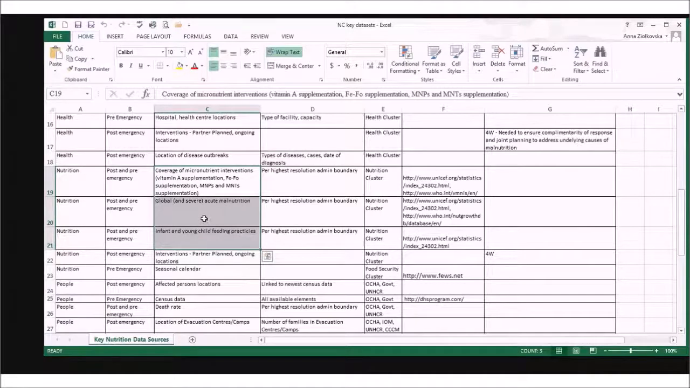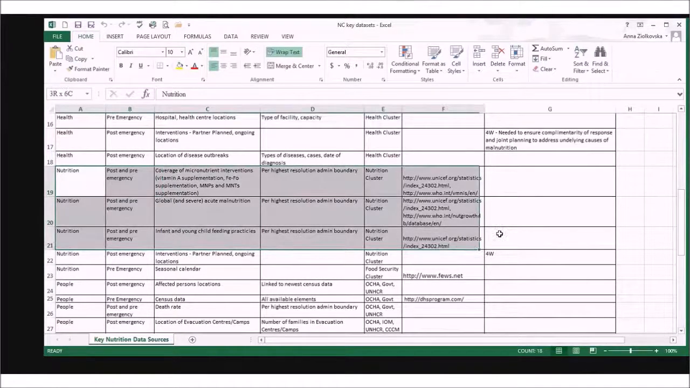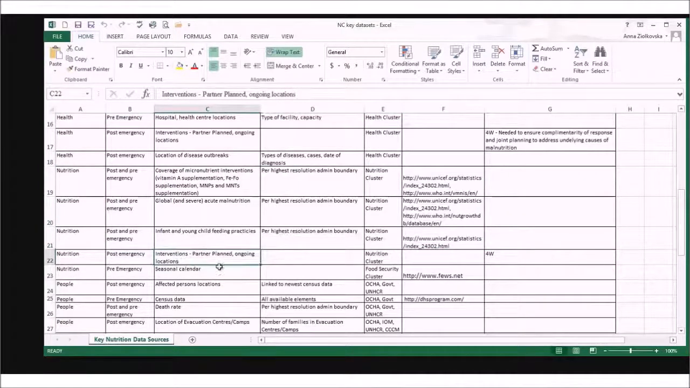So it's important that you have this in your cluster database, and at the next webinar we are going to talk about the survey database and how you organize the information you have. But this is for you just to be aware that you should have this information in the cluster. Then again, your 4W for the nutrition cluster, and seasonal calendar. We put it into nutrition, but we could also put it under the food security.